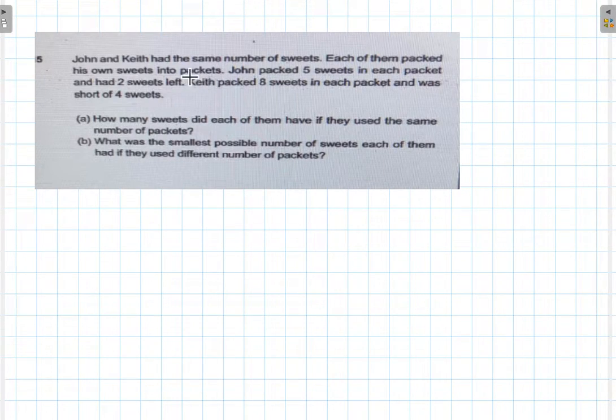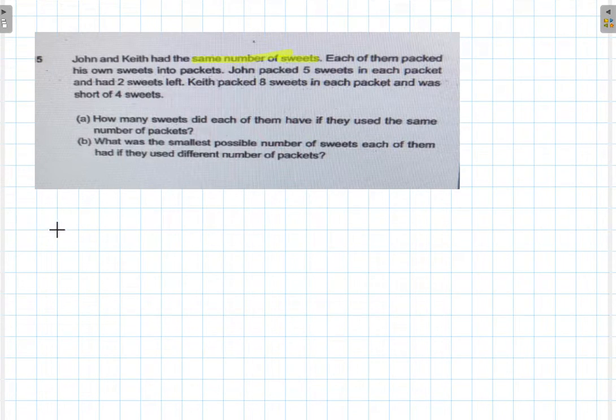Okay, we come to this question. This is one of the questions that I actually saw online, and I find it quite interesting because I remember that I gave you a similar question, but I'm not too sure if you know what is the difference, how to apply it. So for this one, John and Kenneth have the same number of sweets. Told you already, same number of sweets.